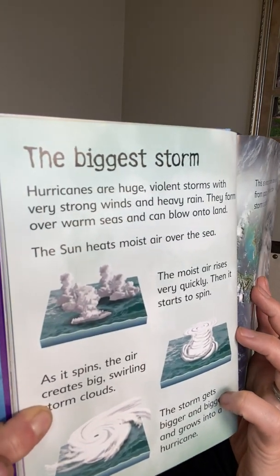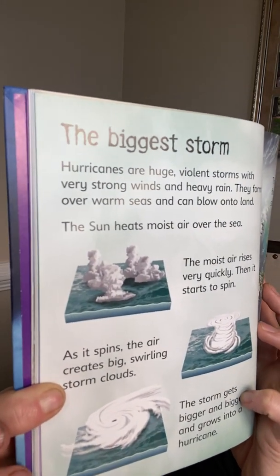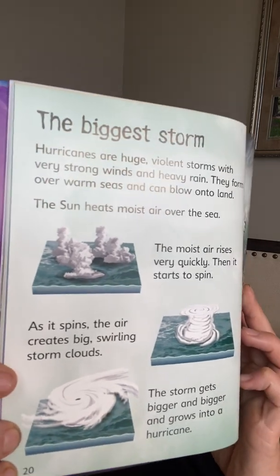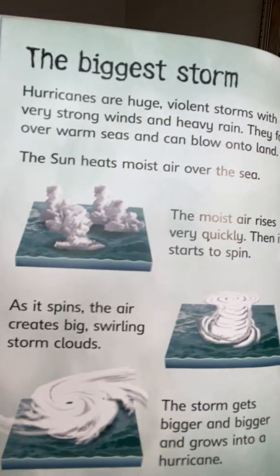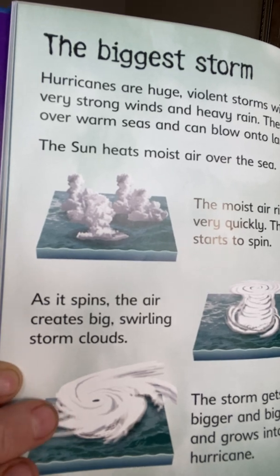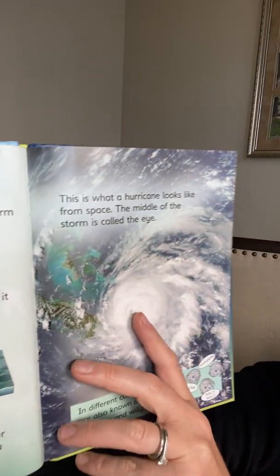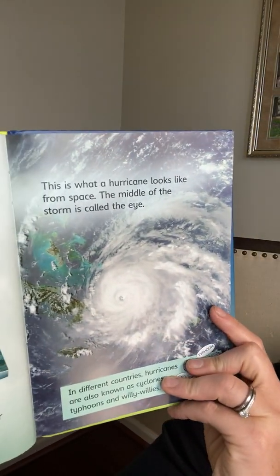As it spins, the air creates big, swirling storm clouds. And then the storm gets bigger and bigger and grows into a hurricane. So you see here how it's starting to get spun up? Look here. This is what a hurricane looks like from space.